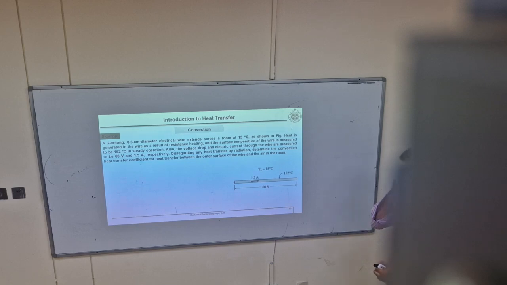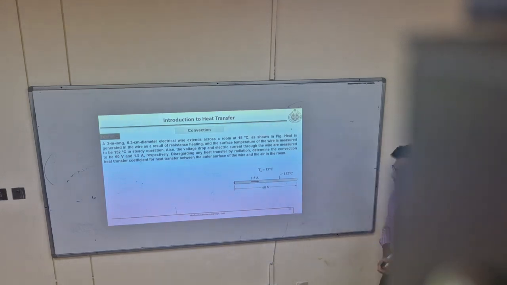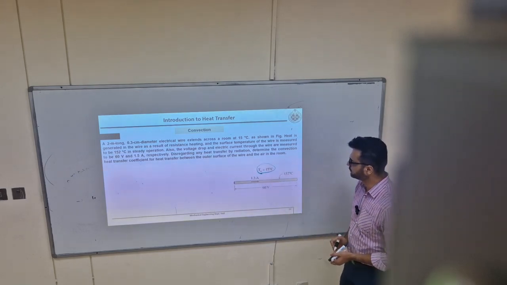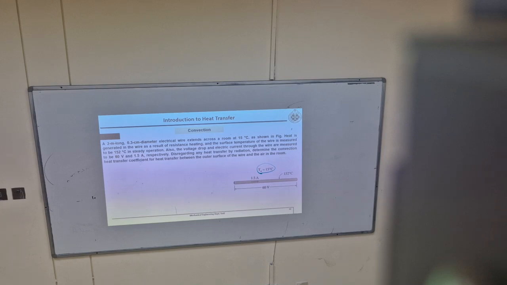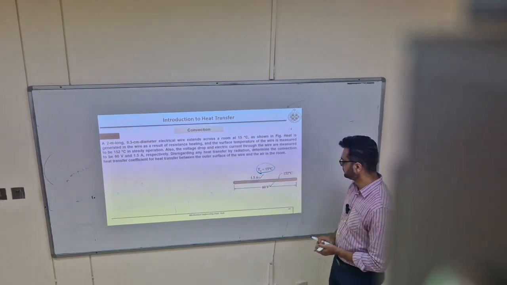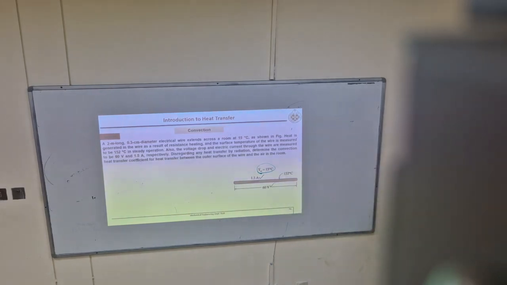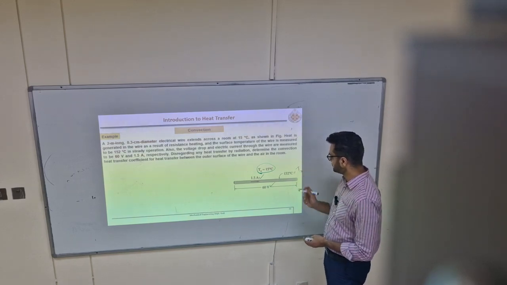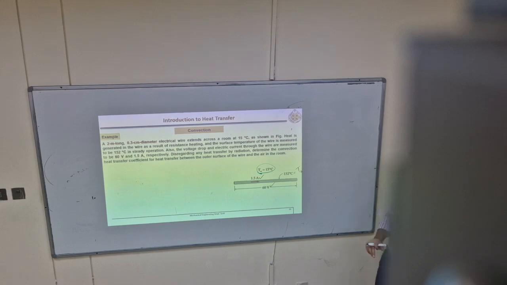So here we have an electrical wire in which current is flowing, and it is placed inside a room at a temperature of 15 degrees Celsius. Because of this current and voltage, heat is produced in that wire. And because of this heat, the temperature measured at a particular instant on the surface of this wire is 152 degrees Celsius. Ambient is at 15 degrees Celsius.